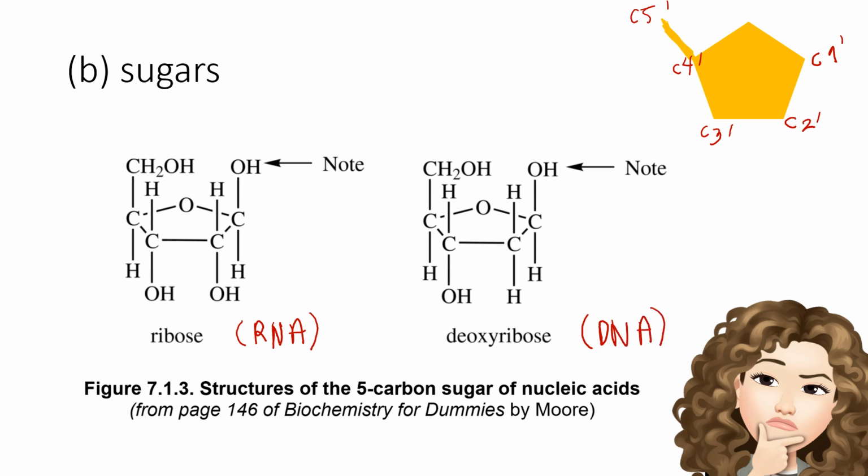So what's the difference between the two? You can see at C2 prime here, deoxyribose lacks an oxygen atom, and this makes DNA more stable because it resists hydrolysis. Take note that the hydroxyl group attached at C1 prime is where the nitrogenous bases will attach themselves through a condensation reaction, or a reaction where there is a removal of water.